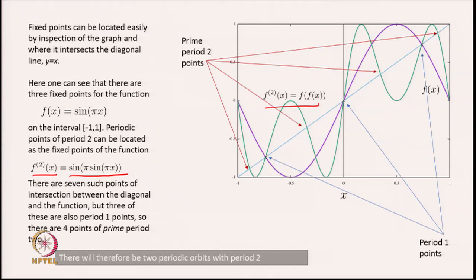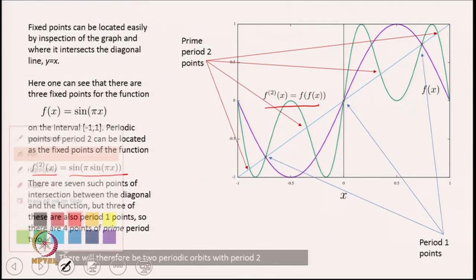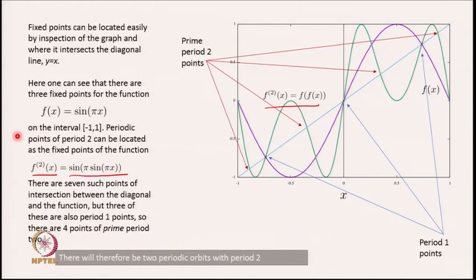Now, as you can see on this particular graph, just a second, let me get the laser pointer out. As you can see over here, this is a fixed point of period 1. It is also a fixed point of period 2. This is a point of period 1 and also obviously of period 2, as is this last point over here, both points of period 1 as well as period 2.